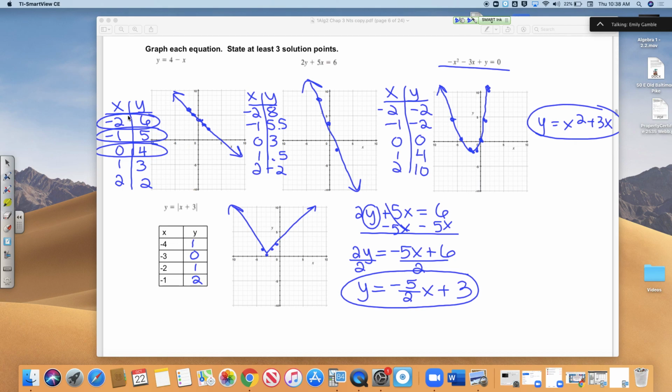And then this one, I put y equals the absolute value of x plus 3 into the calculator and got these table of values. And again, it only gave us this one, this one, this one, and that one, which is just like a little part of it. If you hit graph, you'll see that this line goes this way to create the left side of the V-shaped graph there. Okay, so that's it for section 3.2.